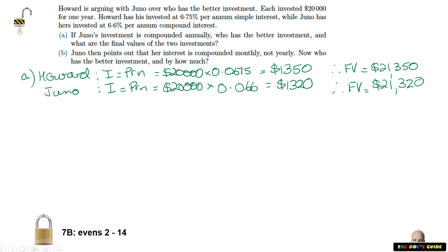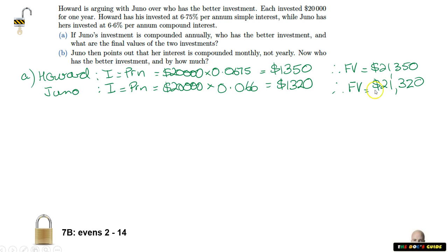Well, the better investment in this case is Howard's, because the simple interest formula gives you $1,350 as the interest earned, so the value of the account is what was there, $20,000 plus the interest. For Juno, even though it says it's compound interest, because the compounding period is 1 year, over that year, compound interest and simple interest, for the first time, are exactly the same thing. So we just multiply by 1 plus 0.066, which gives us this.